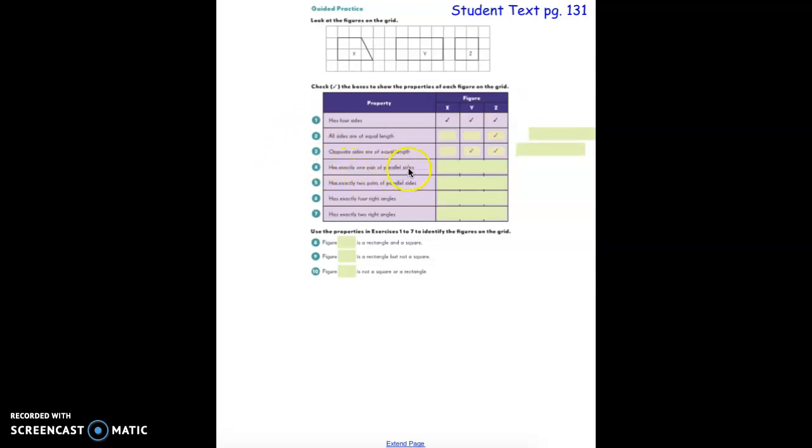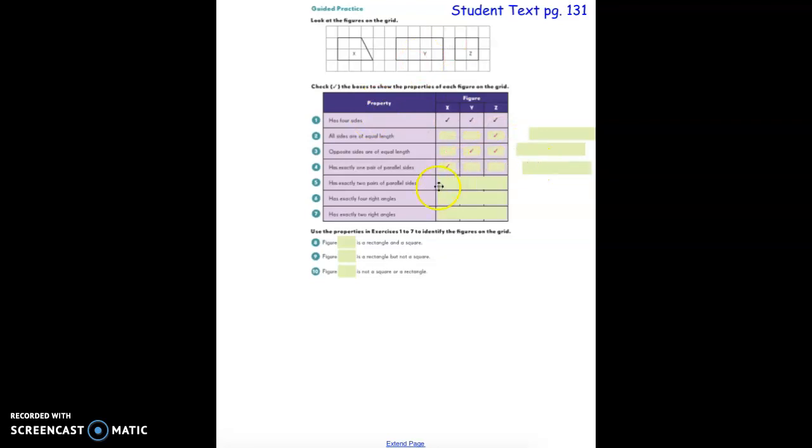Has exactly 1 pair of parallel sides. 1 pair. Well, these guys are parallel. Remember, parallel means they run along next to each other, but they never cross. So those two would be parallel. These guys definitely are not. They would cross. Well, I see 1 set of parallel lines here, but then I see another set. So that's 2. 1 set of parallel lines here, 1 set here. That's 2 too. So I would say shape X is the only one that has 1 set of parallel lines.